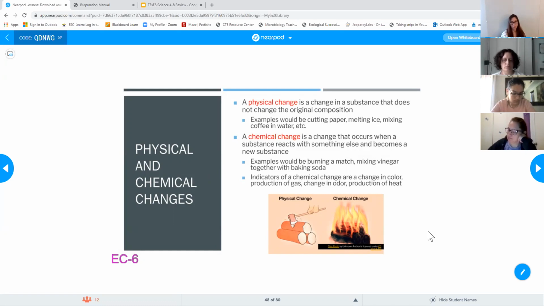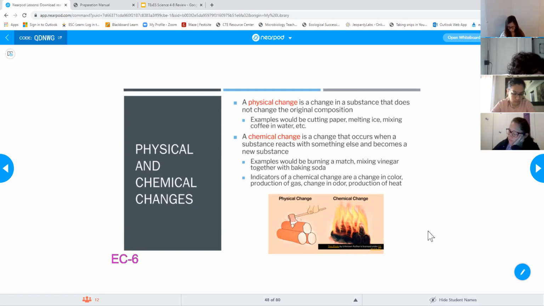Okay, so then physical and chemical changes are something you also have to understand, and they're not to be confused with physical and chemical properties. Okay, so they're different. Properties are ways to describe matter, and changes are literally a change that the matter is going through.